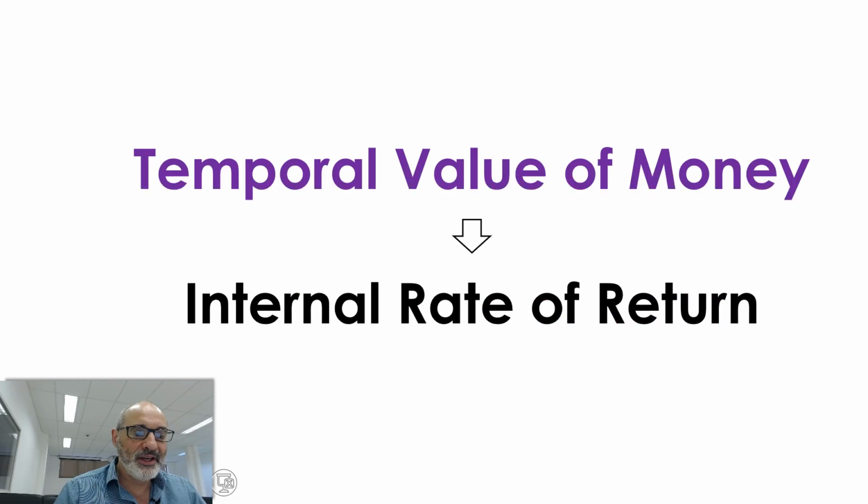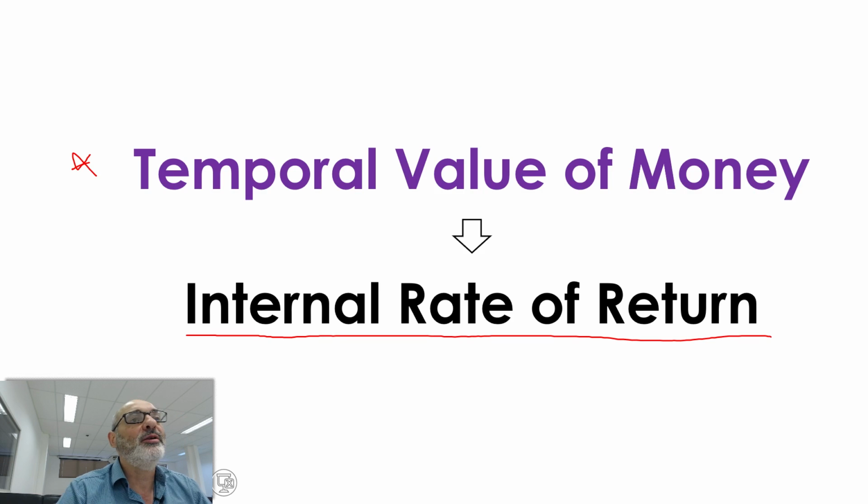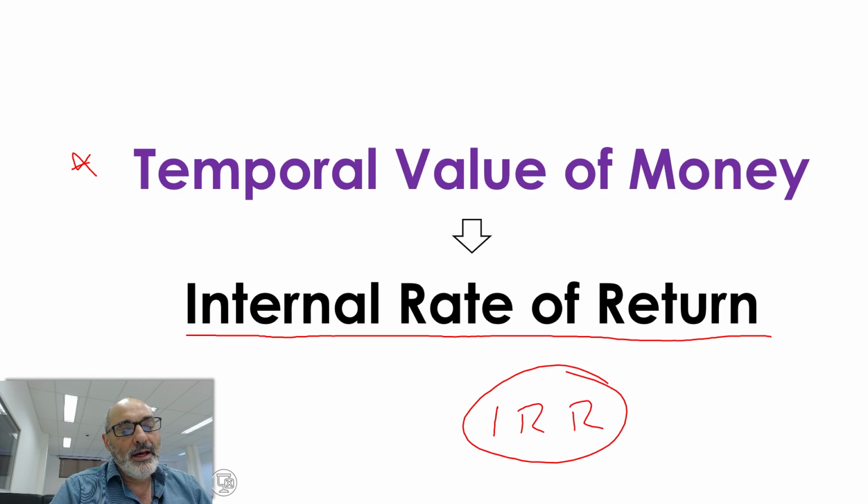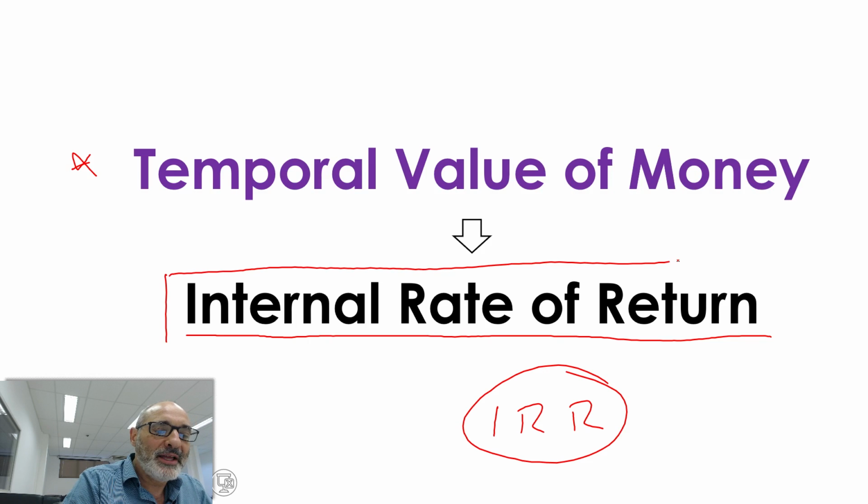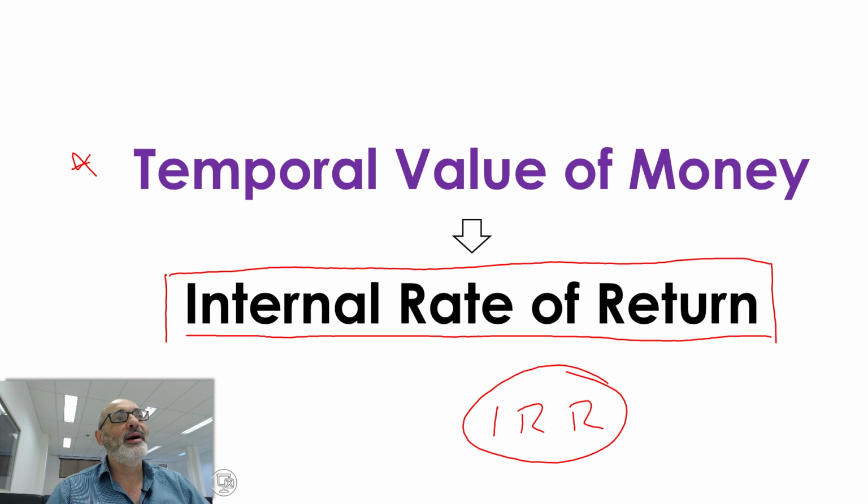This parameter actually is related to the concept of the temporal value of money, and I'm going to elaborate on that right now. It will lead us to the so-called internal rate of return, IRR. That's the name of this econometric parameter. So let's talk about the temporal value of money. I have to explain the concept before showing you how to calculate the internal rate of return.